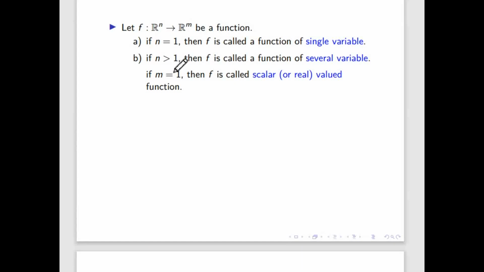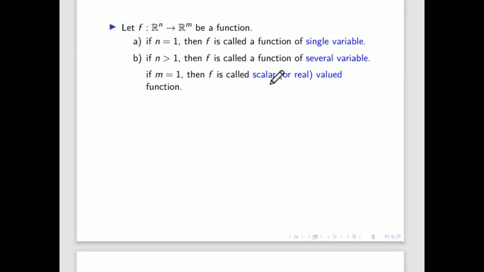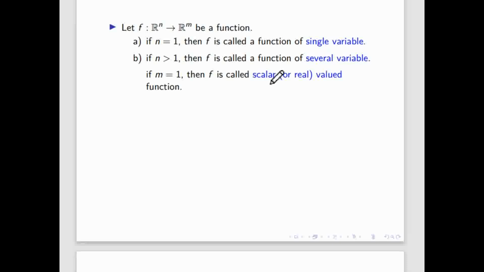So depending on m, if m equal to 1, this will become only R, and the element of that is called a scalar. So if m equal to 1, we'll say it is a scalar valued or real valued function. That real number is also called a scalar. That means the value of this function is scalar or real. So far, whatever we discussed, was the n equal to 1 and m equal to 1 case only: single variable real valued function.